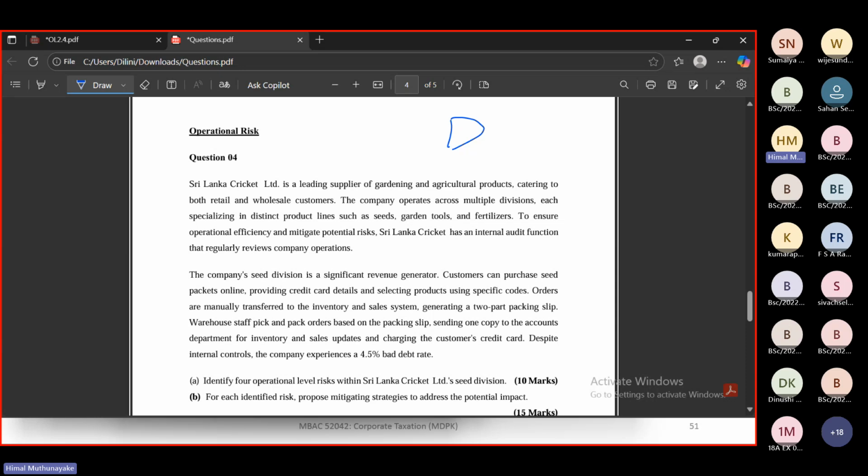So even though they have a kind of process, they have a bad debt rate of 4.5. Right. So identify 4 different operational level risks within the Sri Lanka Cricket Limited seed division. Right. Yes. What are the operational risks you can identify?